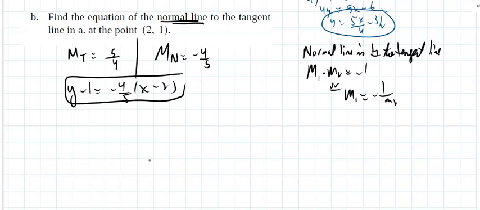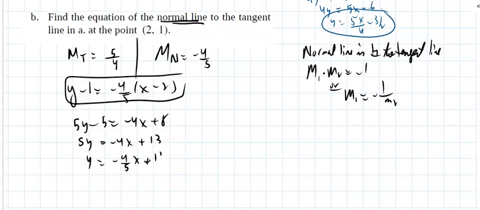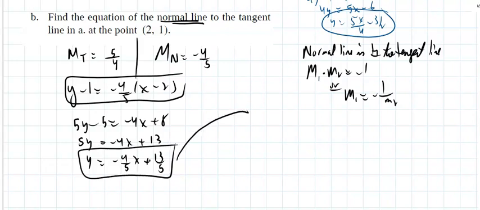Again, that's the answer. If you want to graph it, 5y minus 5 equal negative 4x plus 8. 5y equals negative 4x plus 13. And y would equal negative 4/5 x plus 13/5. And if you really wanted to use mixed numbers, now is a good time. That is 2 and 3/5.